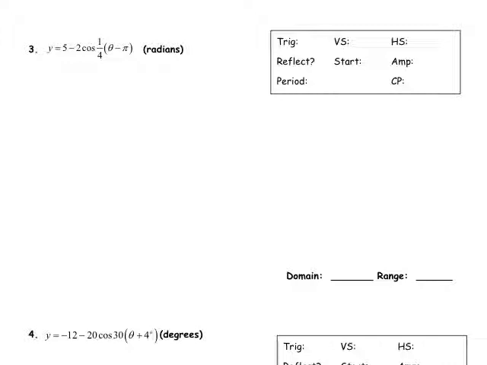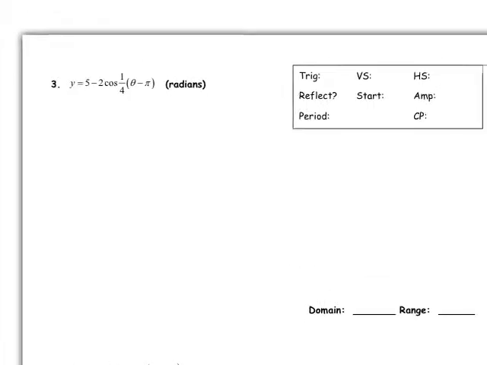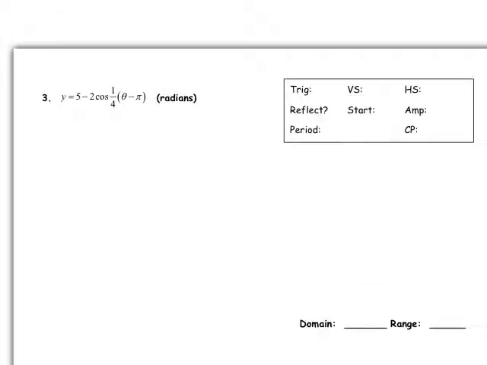All right. 5 minus 2 cosine 1/4 theta minus pi. These are all cosine. All right. So trig, once again, is cosine. We're going to have to change that last one to sine because I'm getting tired of doing cosine. But we'll do this one as cosine still. So trig is cosine. My vertical shift is up 5. My horizontal shift is right pi.